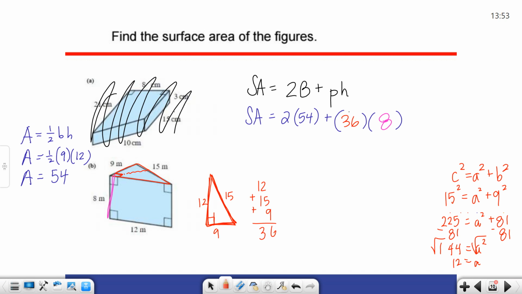All right, so now let's put them together. 2 times 54 is 108. And 36 times 8 is 288. Add them together, and you get 396. And this would be in meters, and it's a surface area, so it's meters squared, square meters. And that's how that one would look.